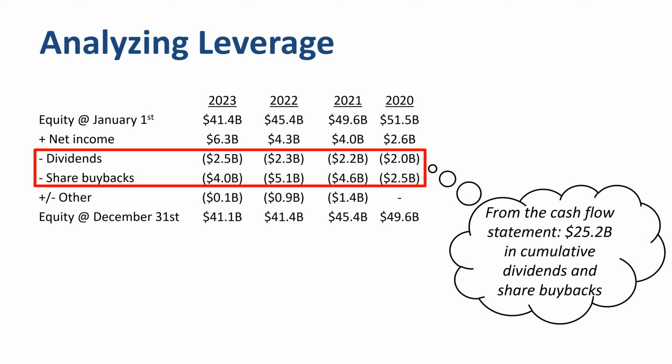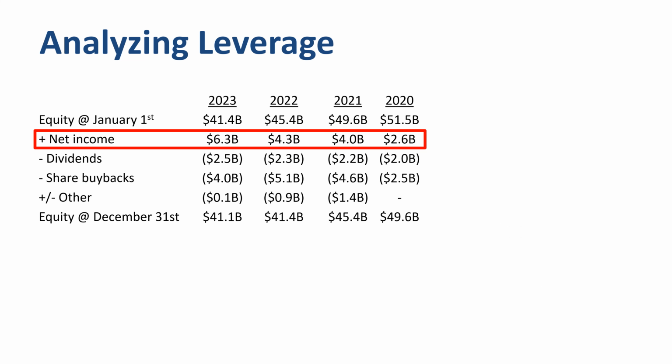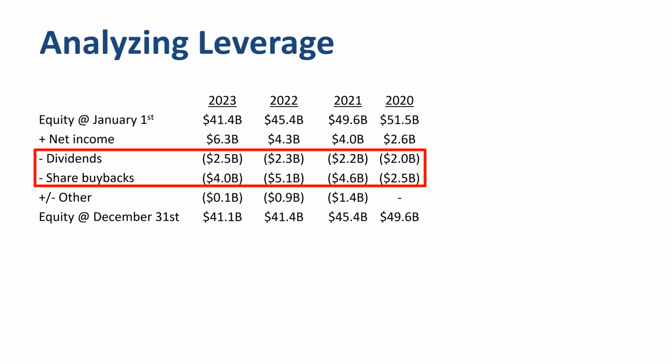So the answer to our question, why has leverage gone up, is fairly simple. Equity on the balance sheet has decreased significantly as cumulative net income earned is far less than the payouts for cumulative dividends and share buybacks. This made equity go down faster than assets, so leverage went up.